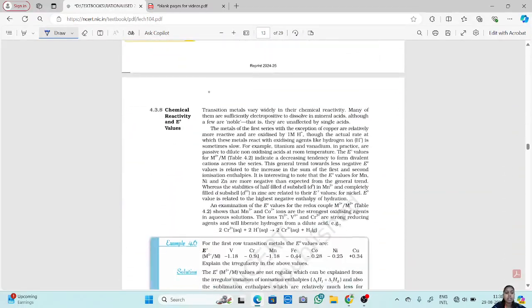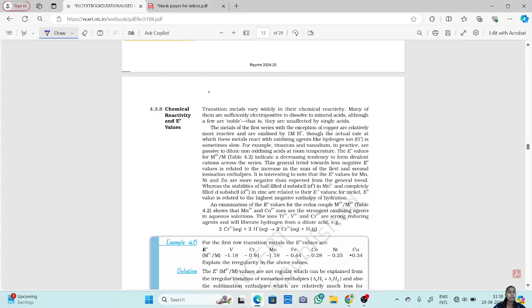So in today's class, we'll see the chemical reactivity, how chemically they react. Transition metals vary widely in their chemical reactivity. They can react with many things. Many of them are sufficiently electropositive to dissolve in mineral acids, although a few are noble. These noble ones are the end members of the transition elements. Other than them, most of them are electropositive and dissolve in mineral acids.